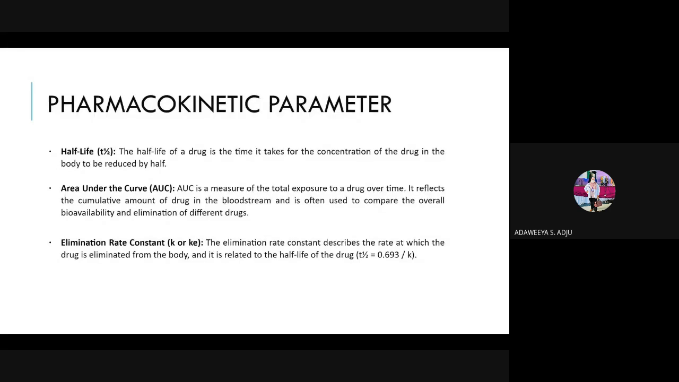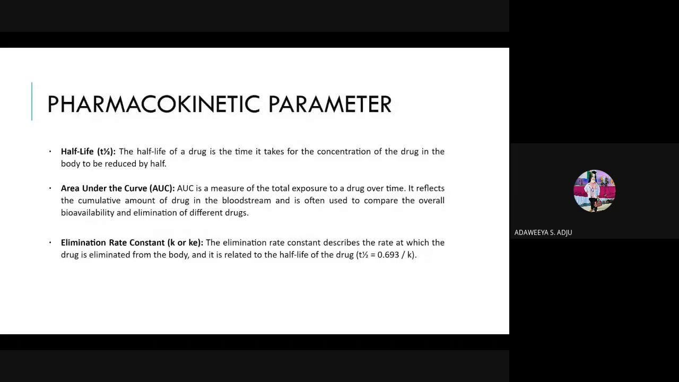And the area under the curve measures the total exposure to the drug over time, and it reflects the cumulative amount of the drug in the bloodstream. It is often used to compare the overall bioavailability and elimination of different drugs in our body. Now, the elimination rate constant describes the rate at which the drug is eliminated from the body, and it is related to the half-life of the drug.